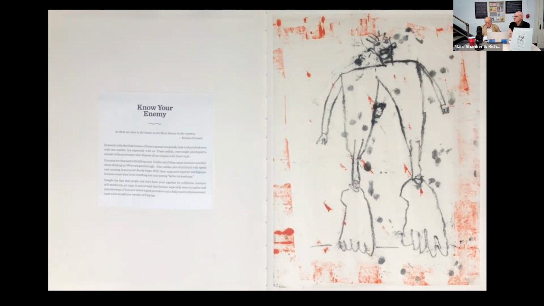We're not good enough. Also, unlike cats, which hunt with speed and cunning, humans set deadly traps. With their supposed superior intelligence, humans waste their lives inventing and reinventing better mousetraps. Despite the fact that people and mice have lived together for millennia, humans still stubbornly set traps in and around their homes, especially near our paths and entranceways. If humans weren't good providers and a daily source of amusement, most mice would have moved out long ago.